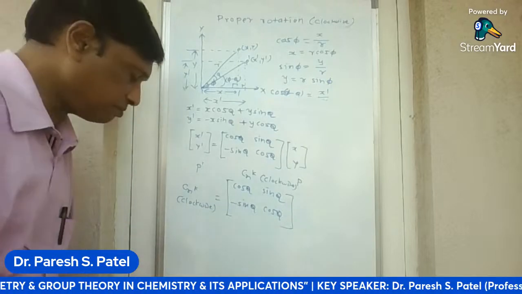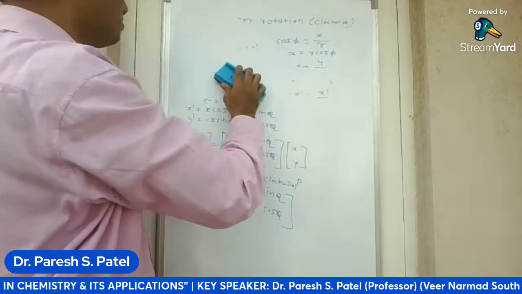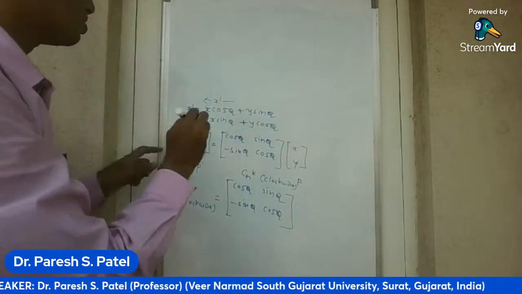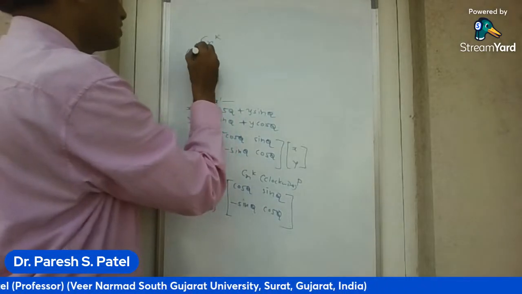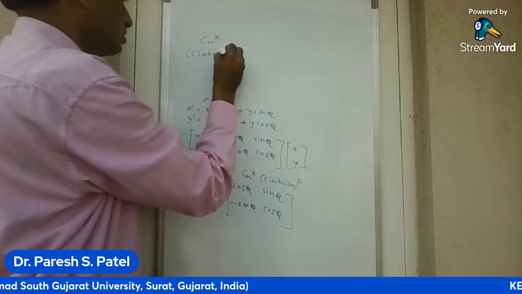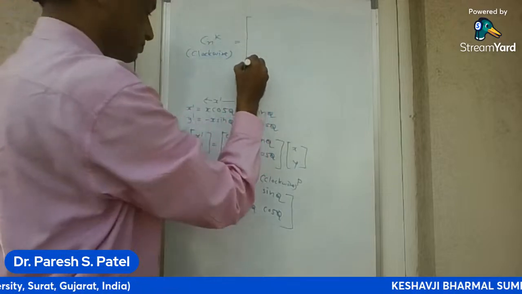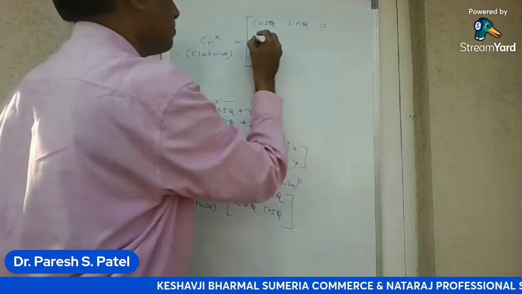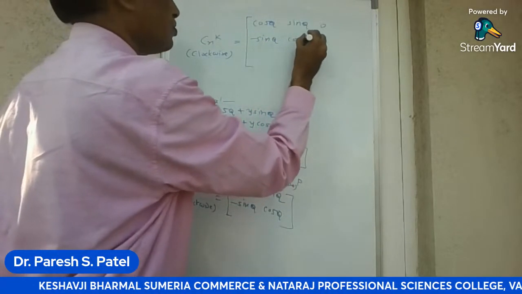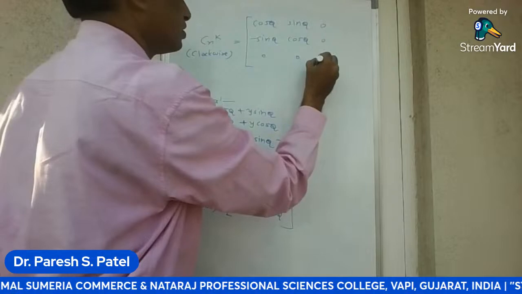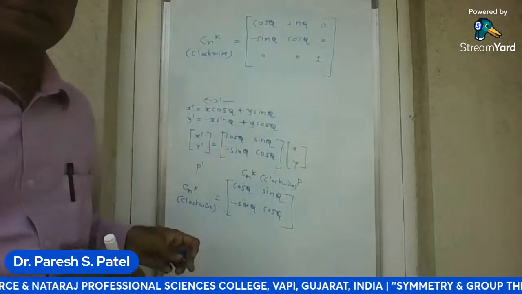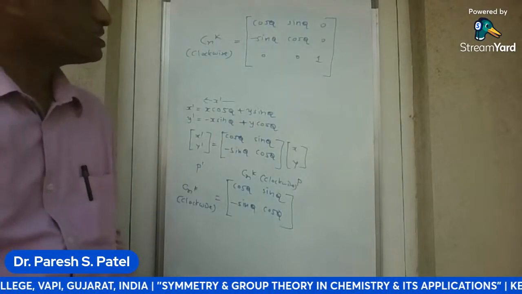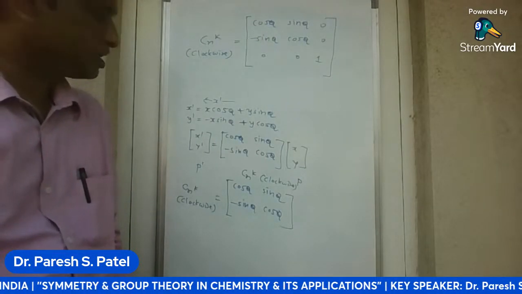So this is the two-dimensional system. We can extend it up to a three-dimensional system. So C_k clockwise is equal to cos theta, sin theta, 0, minus sin theta, cos theta, 0, 0, 0, 1. So dear students, this is the matrix representation for clockwise rotation, and with the help of this equation we can find out the symmetry operation for the proper rotation as a clockwise rotation.